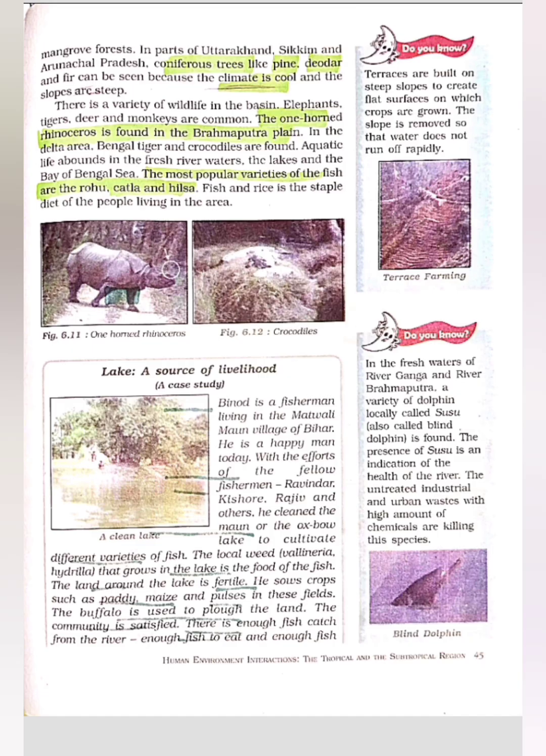And there is also a variety of wildlife in the basin. Elephant, tiger, deer, and monkey are common. The one-horned rhino is found in the Brahmaputra plain. The Brahmaputra plain is found in the area of Assam and Arunachal Pradesh. It is in the delta area.